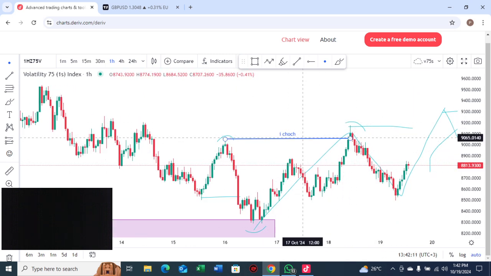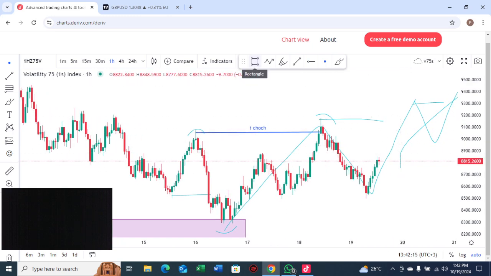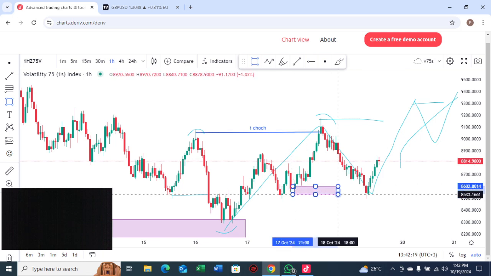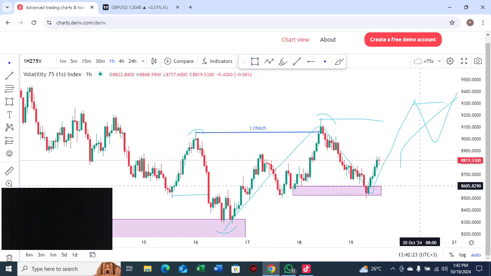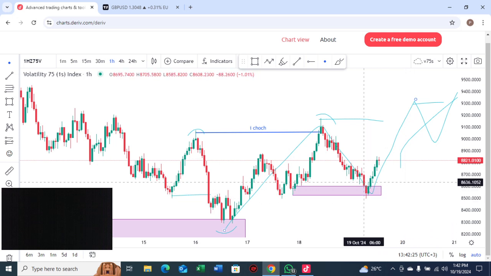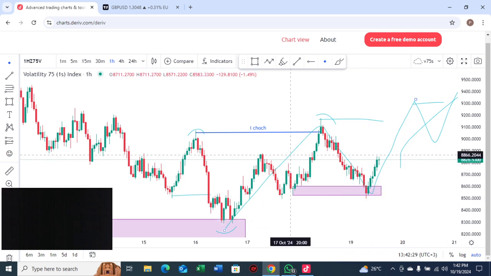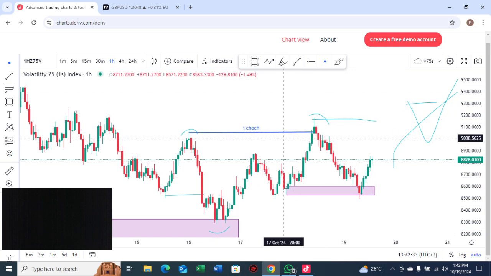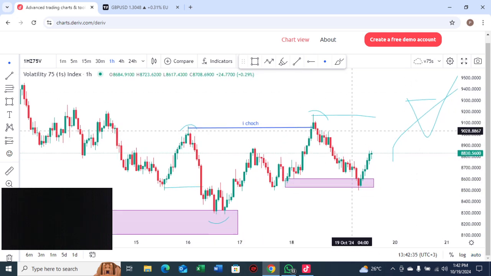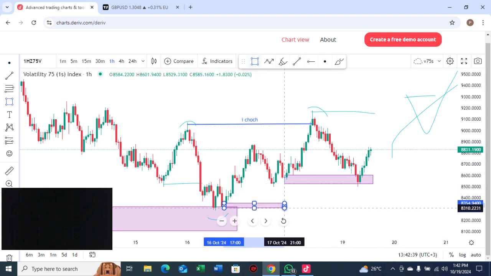So after this change of character, what did the market do? The market retraced back. In this case, the market came all along to this point of interest there, and you can see the market tried to liquidate this order block. So having that, we had that first order block, which is our decision order block, and now we will have what? Our extreme order block below this zone.